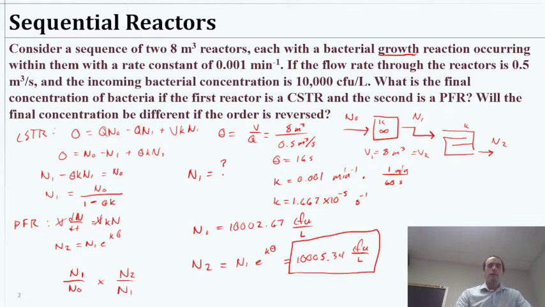And then the question says, what is the final concentration of bacteria if the first one is a CSTR and the second one is a plug flow reactor? So another kind of example here of, well, what happens if we have two reactors, but in this case, they're not identical. In fact, we have one CSTR, one plug flow. And really, at the end of the day, we can do it because we can isolate the mass balances one at a time, right? We can do a mass balance here, and then a mass balance here, and then kind of use the outputs for one to inform the inputs for the other.